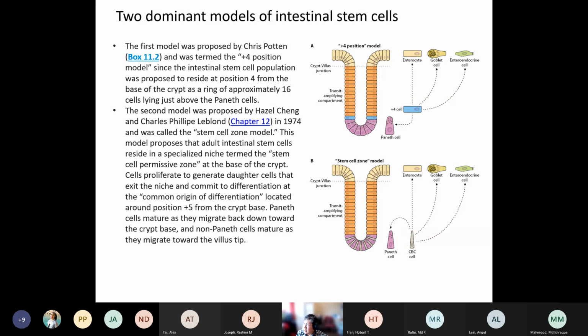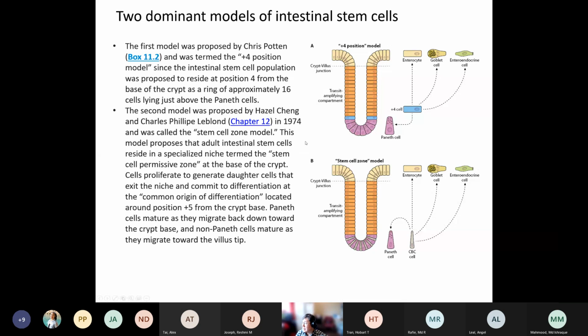So in his theory, this +4 cell will give rise to the functional cells such as the enteral cell, goblet cell, endocrine cell, but it also should give rise to the Paneth cell, because the Paneth cell is considered to be the niche cell. The niche cell will provide the signal that will maintain the stem cell in their multipotent quiescent status. Okay, so that's the first model there.